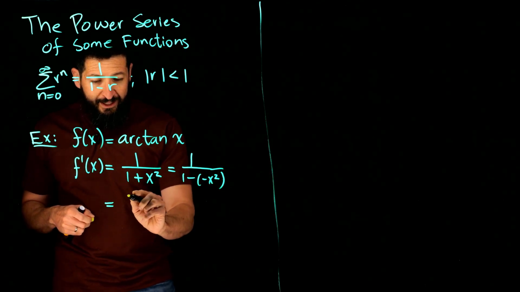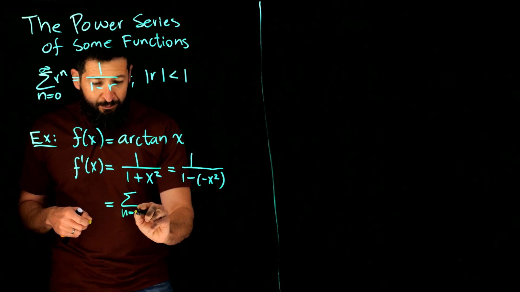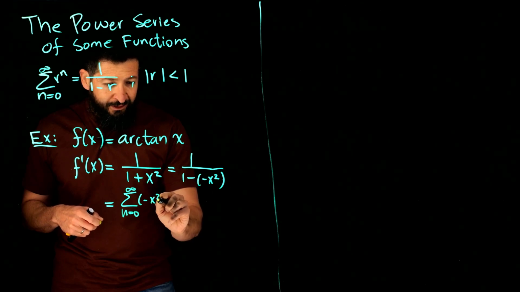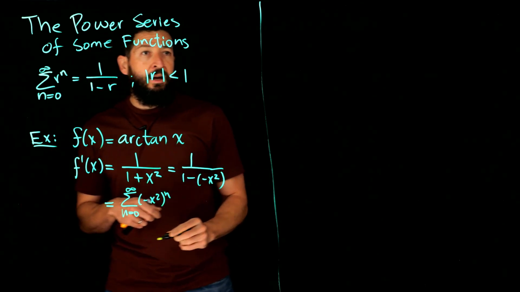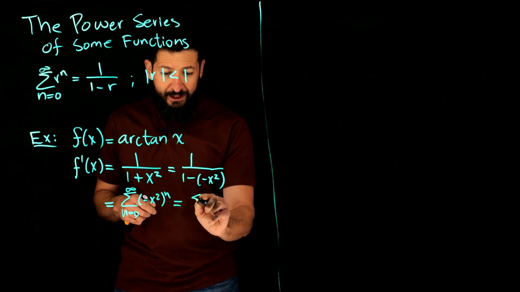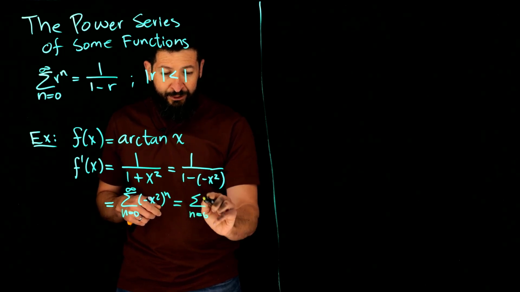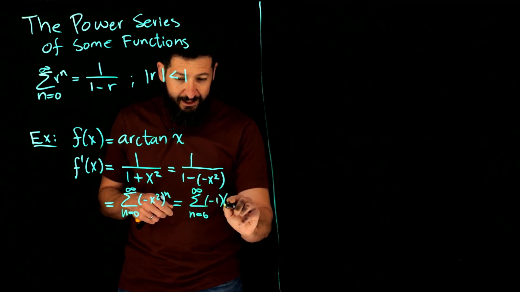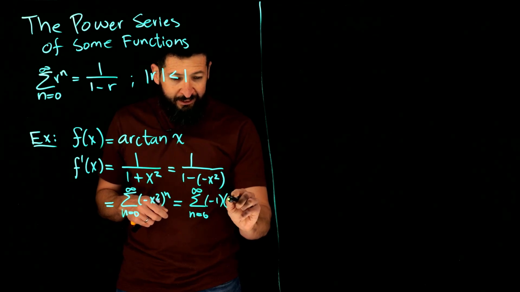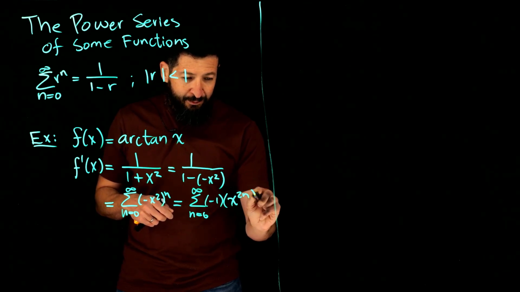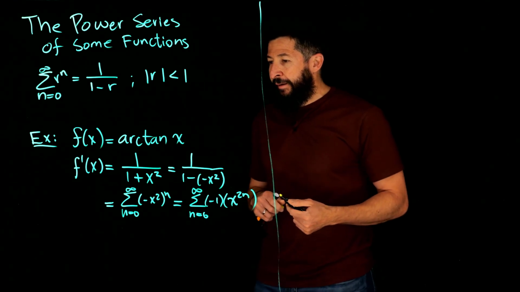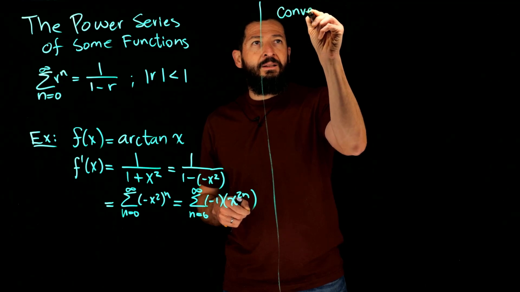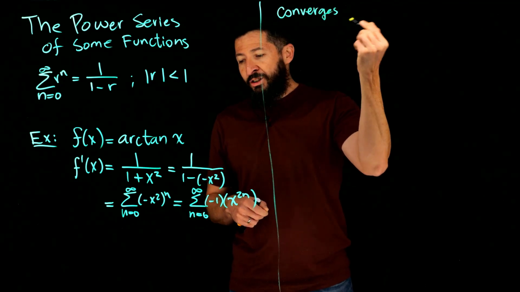So you can write this one as the sum from n equals 0 to infinity of negative x squared to the n. And that one will become the sum from n equals 0 to infinity of negative 1, and then, whoops, didn't need parentheses there, x to the 2n. But now I put the parentheses, so let's leave it there. All right, and that is going to converge, and converges absolutely too.